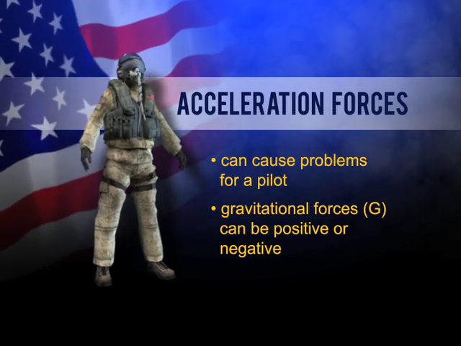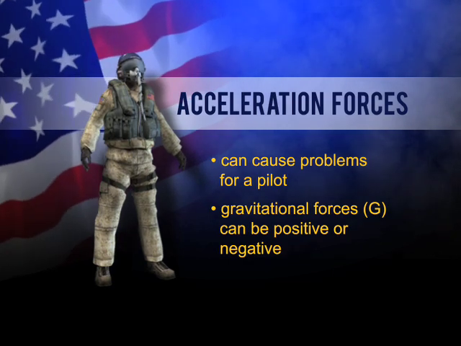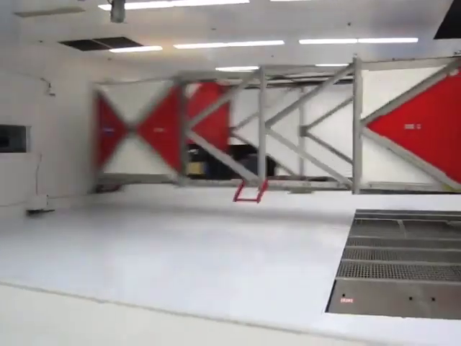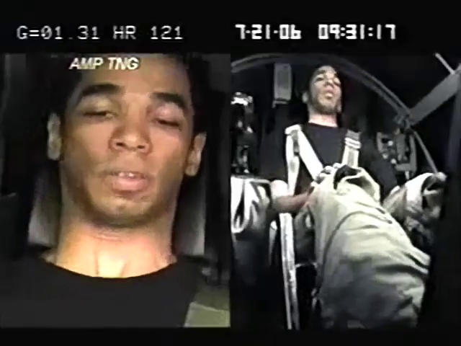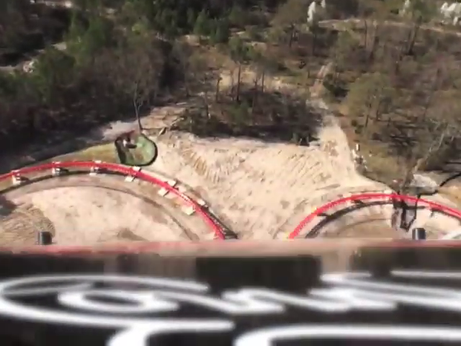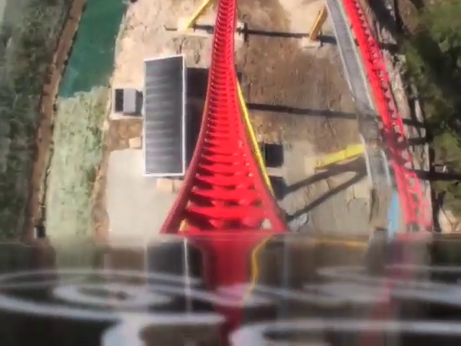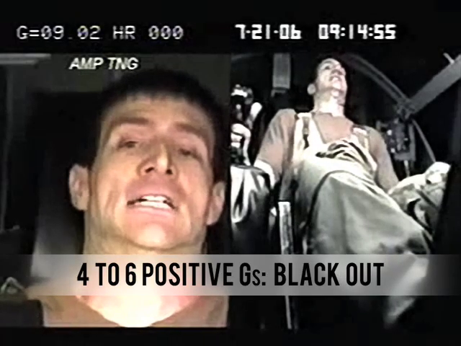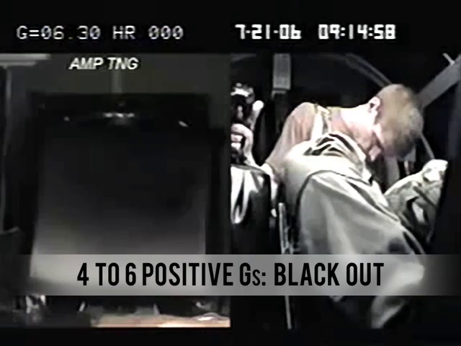Here are some examples of how it feels when a person's body experiences positive Gs. During all of these examples, the person's blood was pulled from his or her brain to his or her body core. At 3 to 4 positive Gs, a pilot would experience a grayout. At 4 to 6 positive Gs, the pilot would be in blackout and would probably lose consciousness.